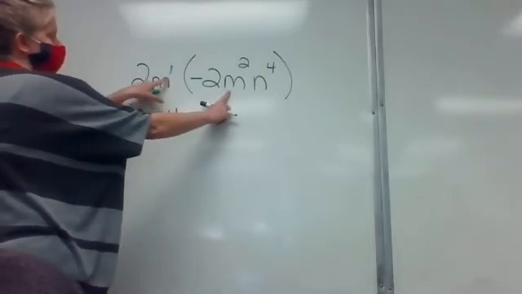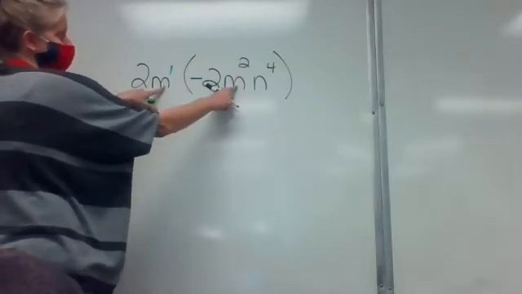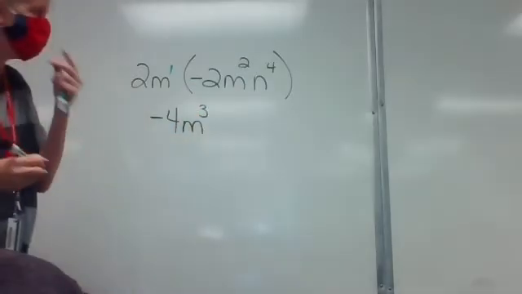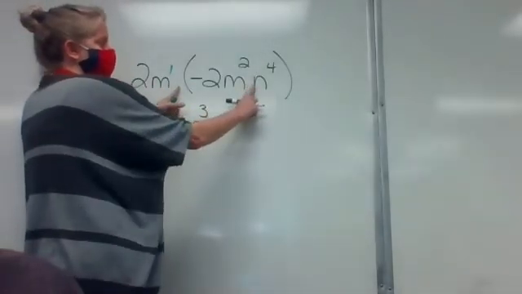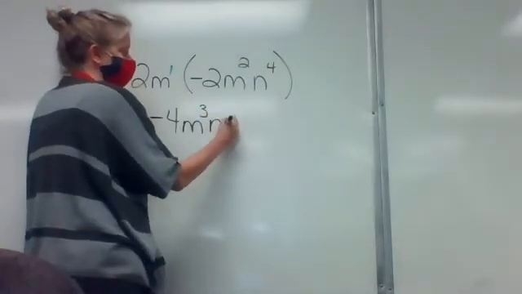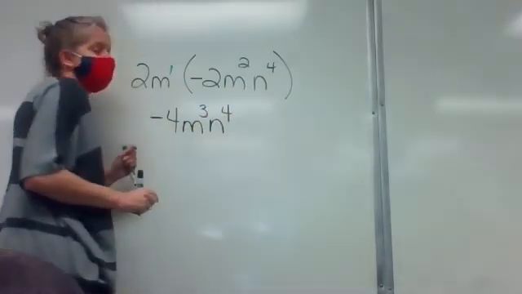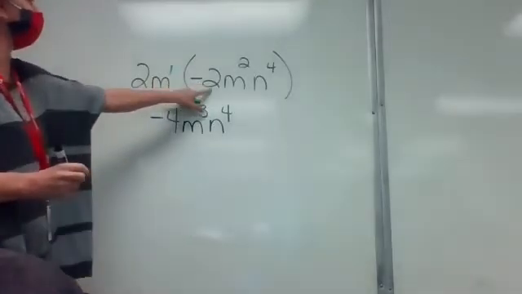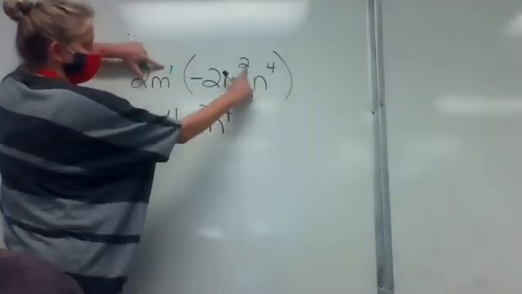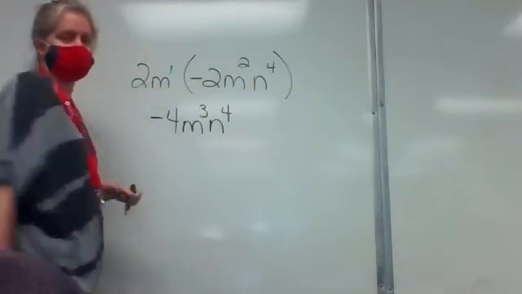Here you've got m to the 1st times m to the 2nd. So if I multiply those m's, I'm going to add those exponents to get m to the 3rd. Now, this one doesn't have any n's that I'm multiplying with this n, which means that exponent doesn't change, right? There's not an n here to add exponents with, so it just stays n to the 4th. So again, 2 times negative 2 gave me the negative 4. M to the 1st times m to the 2nd gave me m to the 3rd, and then it just brought down the n to the 4th.